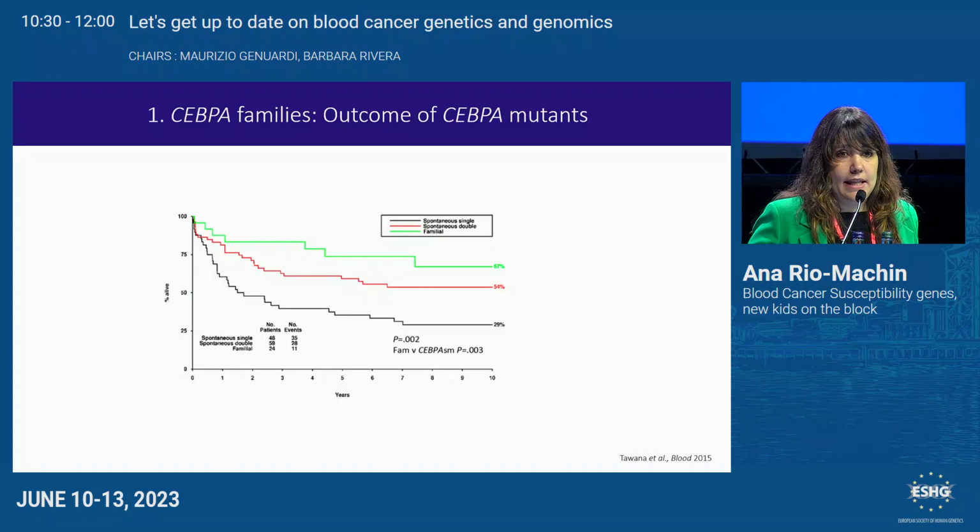The outcome of the familial cases, the green line here, is much better than that of patients with sporadic mutations, so somatic mutations in CEBPA in sporadic cases.